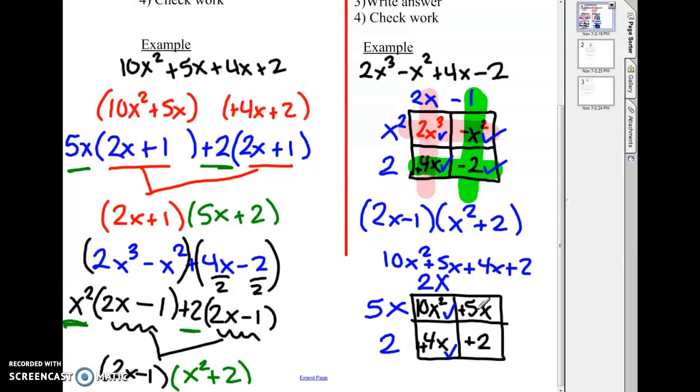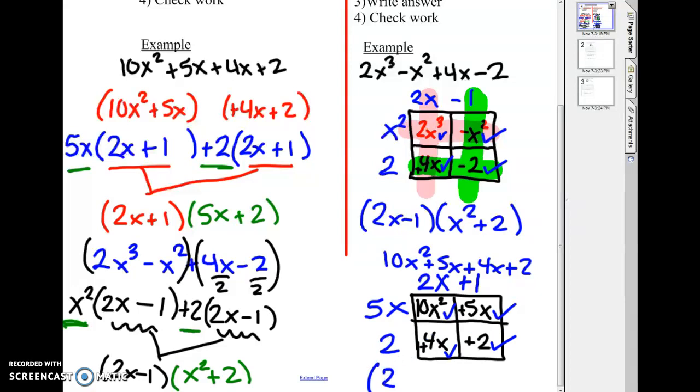Alright, now this one. What do they have in common? Well, 5 and 2 don't have any greatest common factor except a positive 1. So again, you can always take out a positive 1. So let's check. 5x times 1 is 5x. 1 times 2 is 2.